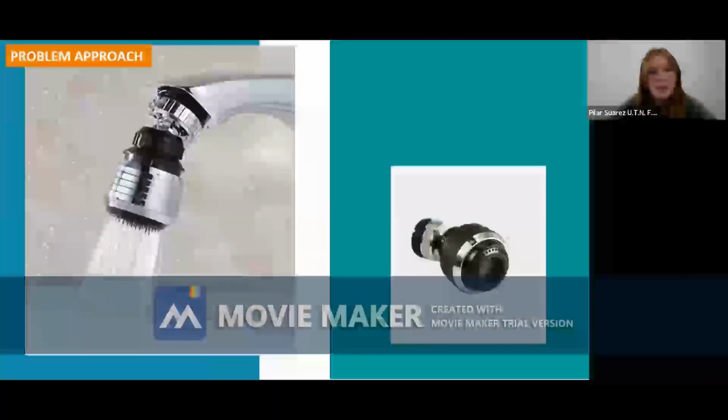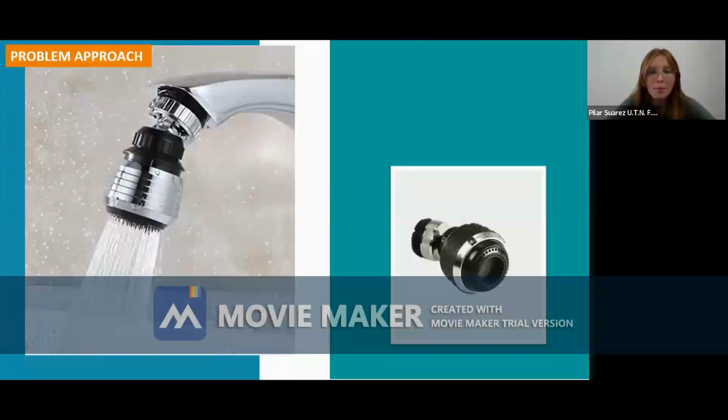The last device is the water aerator, a small attachment that fits in the faucet and mixes air with the water. So the pressure is not affected, but the water use is reduced. The hotel can implement this device in the kitchens and in the bathrooms because it is adaptable.